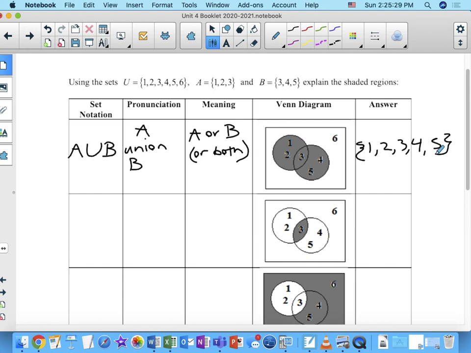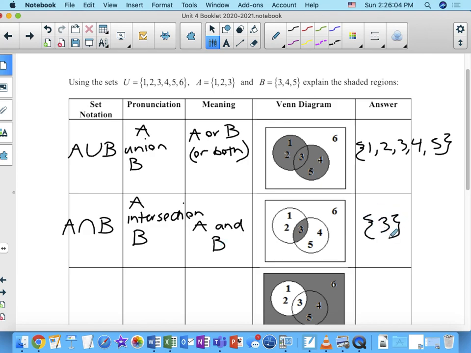Okay, the second one over here, all that's highlighted is the overlap of A and B. That would be the intersection of those two sets. A intersection B, and that's the way that we would say it as well. A intersection B, and this is the word and, right? It means A and B. Okay, so in this case, the element that we're talking about, there's only one of them, and it's the element 3.